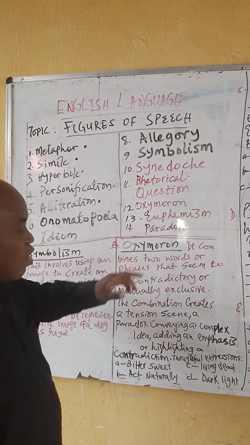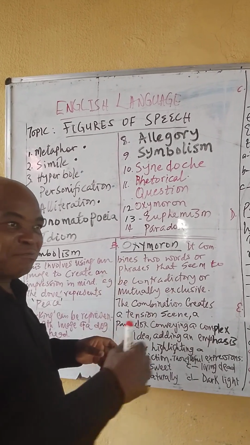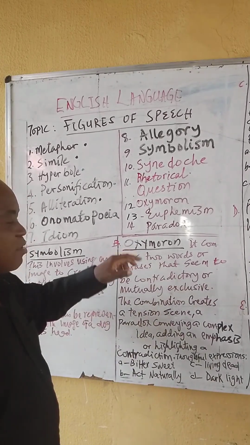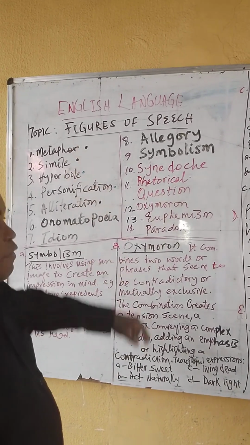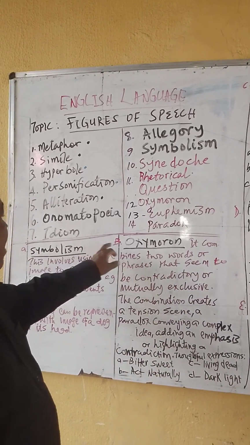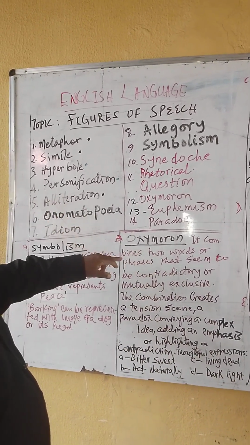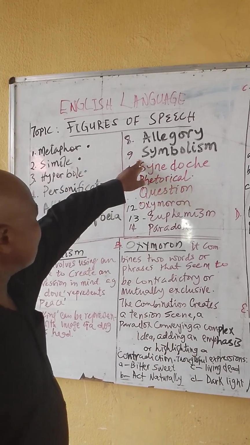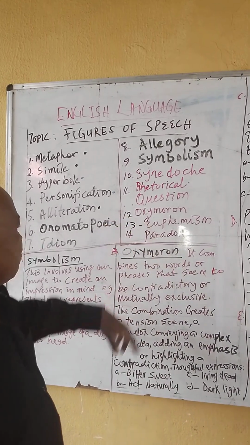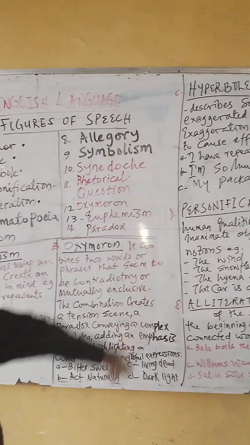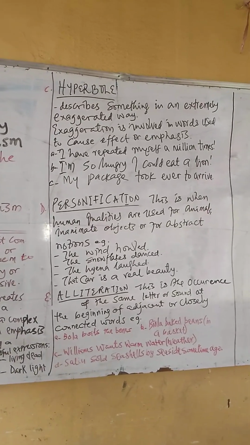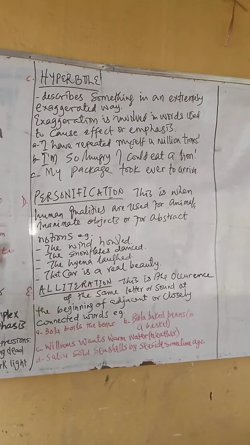In use of such combination of words to connote an impression in the mind of the listener or the one that is reading, then you are talking about use of oxymoron, which is a figure of speech. So we have done with symbolism and oxymoron. Now we are going to hyperbole and personification, number 3 and number 4.